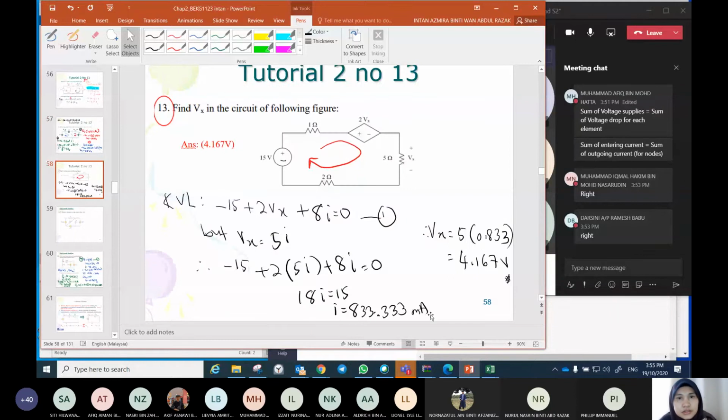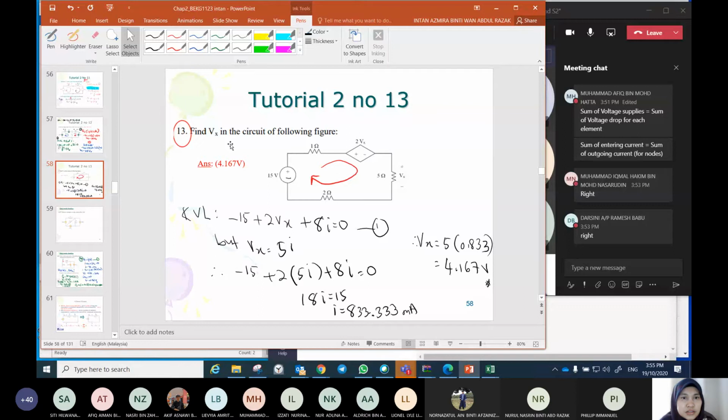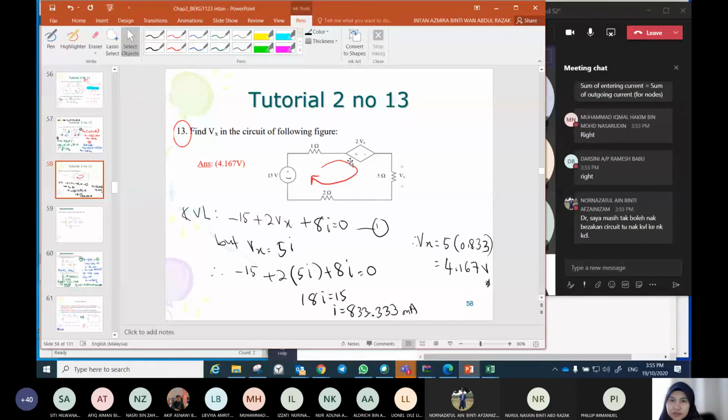This is the next example question, tutorial 2 number 13. Find Vx in the circuit of the following figure. So we have to find Vx. Do we need to find the current? Find the current if we need to find the current. Some of you still cannot distinguish whether the circuit needs KVL or KCL.